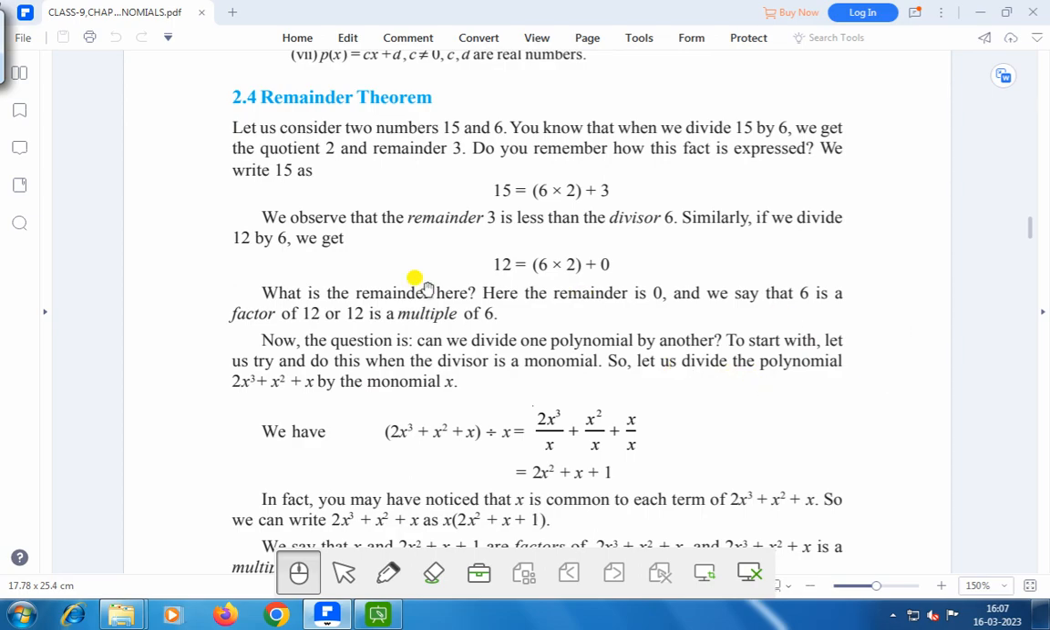Hello everyone. Today I'll discuss exercise 2.4, that is, we will discuss the remainder theorem.